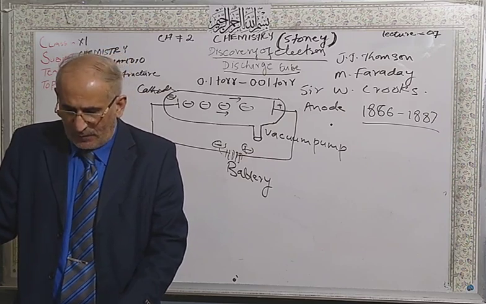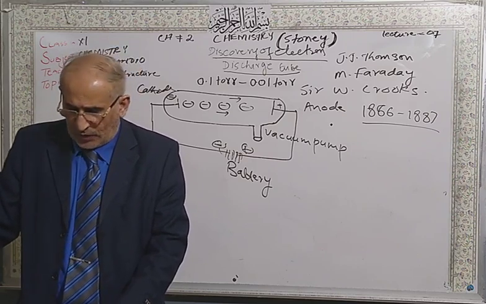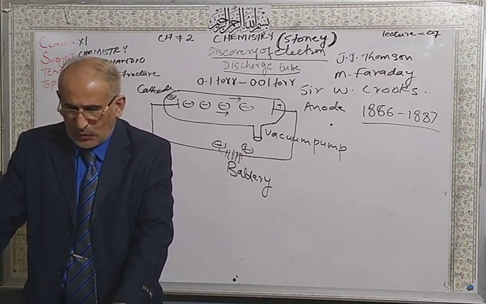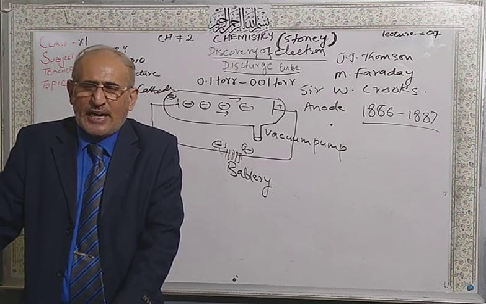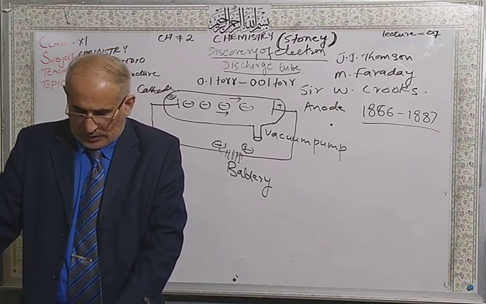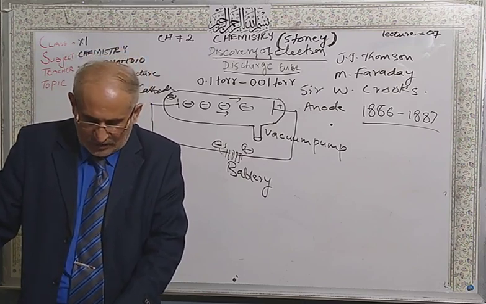And the name proton was given by Rutherford. Rutherford gave the name of proton. And neutron, James Chadwick in 1932. So one by one we have discussed. This is the discovery of electrons.